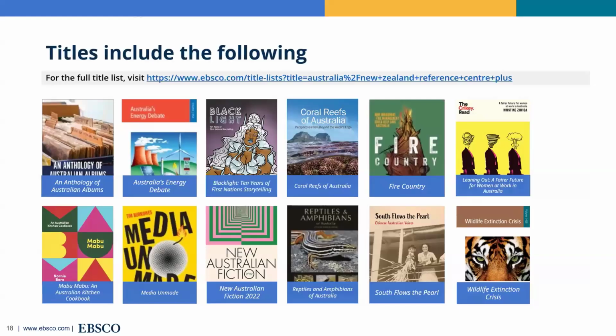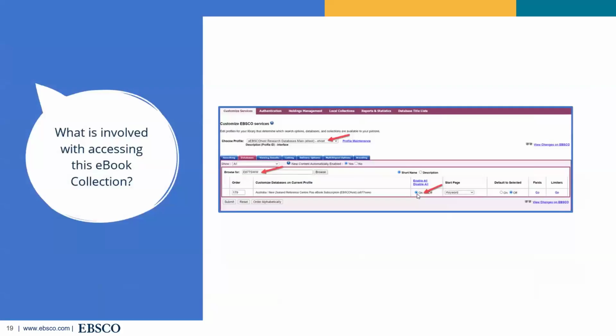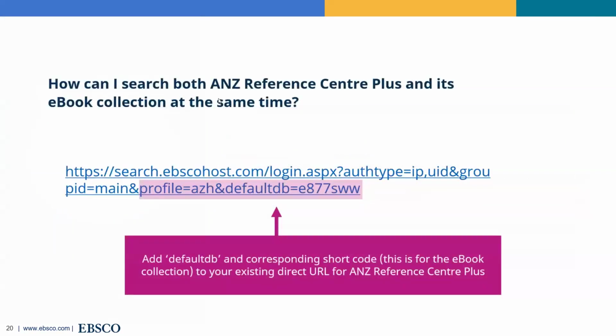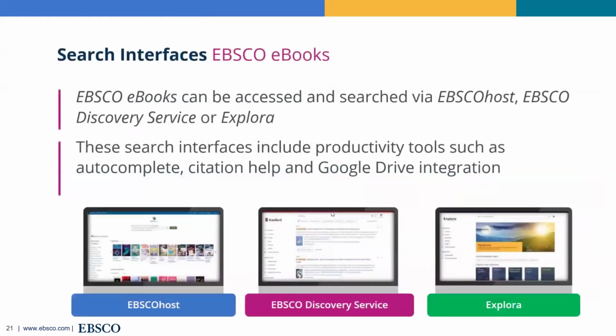Now, this is something that does have to be requested, but it is a companion collection, and there's no charge available with it. If you need to access it, so if you're a library administrator and you're wondering how to enable that in the back end, there are instructions here, and also how you can provide a link to search both ANZ Reference Centre Plus and the eBook collection at the same time. Now, the eBook collection can be accessed on a number of interfaces. So you can have it on your Explorer, on your EBSCOhost, and also on your EDS.